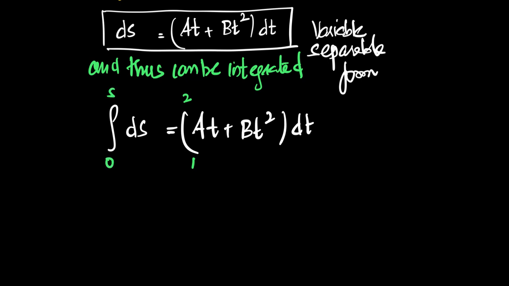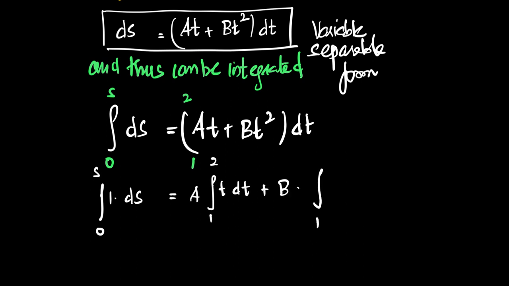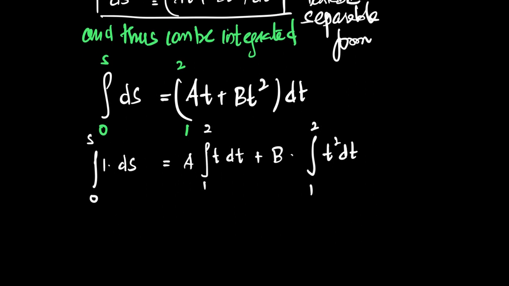Now, if you integrate 0 to s, the integral of ds, okay, let me just write down that step also. Integral of ds is basically integral of 1 ds, and this will be equal to a into integral of 1 to 2 t dt plus b into integral of 1 to 2 t square dt, right?